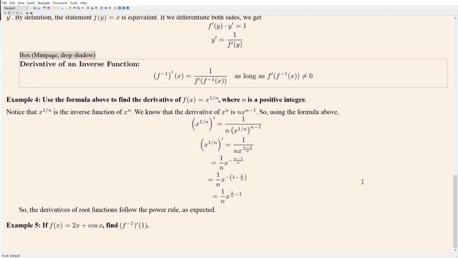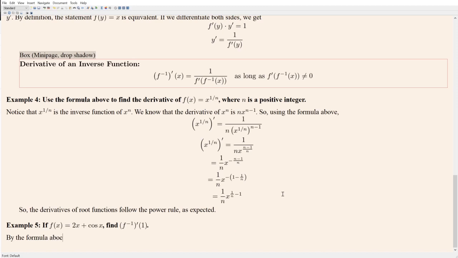So as a final example, just as another application of that formula up there, if f of x is 2x plus cosine x, find the derivative of the inverse specifically at the value 1. So this is sort of a weird question, because it's not asking us to find the derivative of the inverse in general, it's just asking us to find it at this one point. But that's something that this formula will still allow us to do.